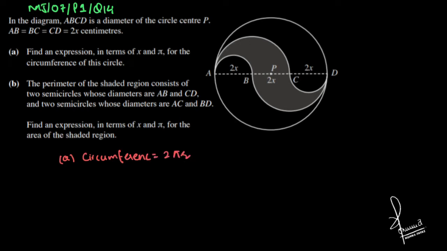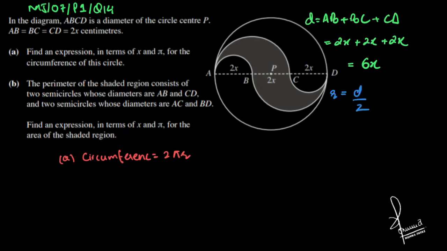Now they've not given you the radius, but you can see that they've said that ABCD is the diameter. Okay, so if ABCD is your diameter, then the diameter will be AB plus BC plus CD. AB is 2x, BC is also 2x, CD is also 2x, so the diameter will be 6x. Now always remember that your radius is your diameter divided by 2. That means your radius will be 6x divided by 2, which will equal 3x.